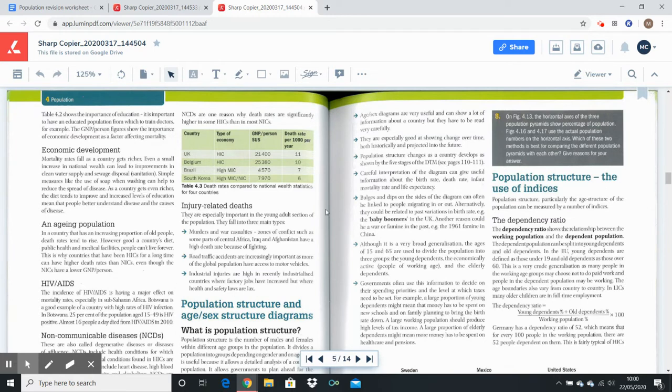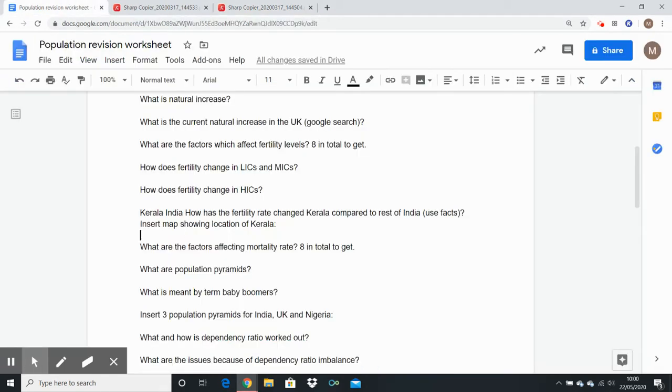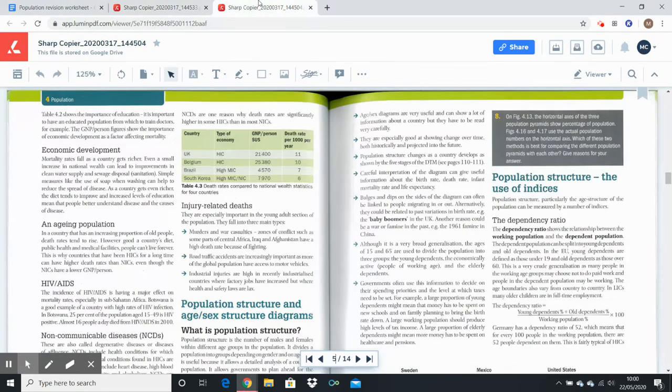Injury-related deaths, so just general accidents. Obviously health and safety systems are key to keeping this mortality rate low. So there's your 8 factors again. Make sure you get the 8 factors. You can go back through them as well.